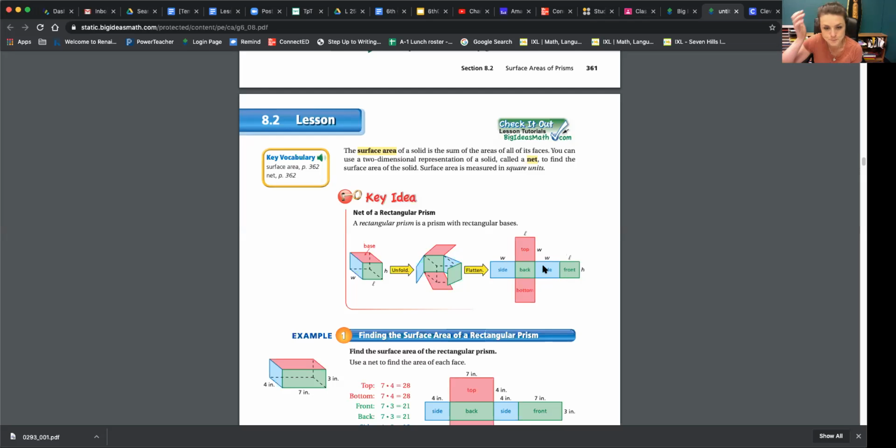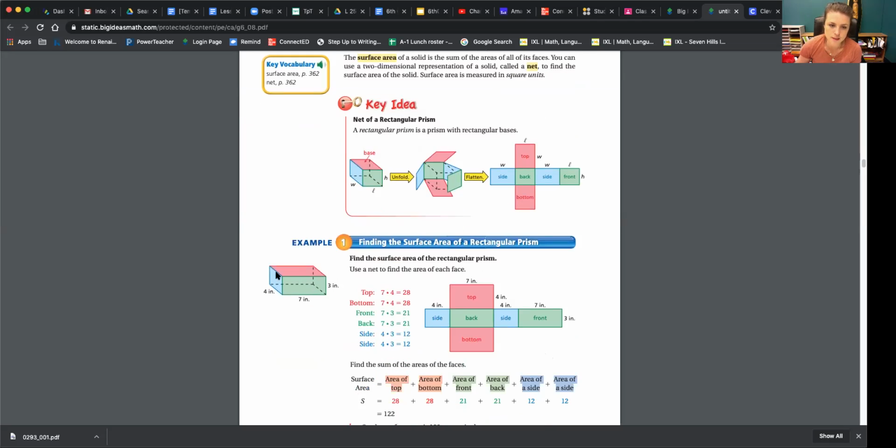So now we're going to go to the measurements that they give us. If you look at this, they show us that this height is 3 inches, the length is 7, and the width or the depth is 4. So we're going to apply these amounts to our net. The 7 represents this length, this length, this length, this length, all the way down. These are all going to be 7. And this is going to be 4, and this matching one is going to be 4, as well as this side's going to be 4.